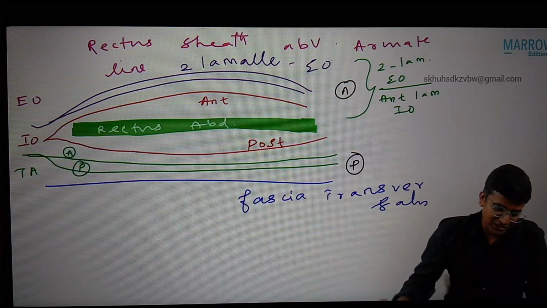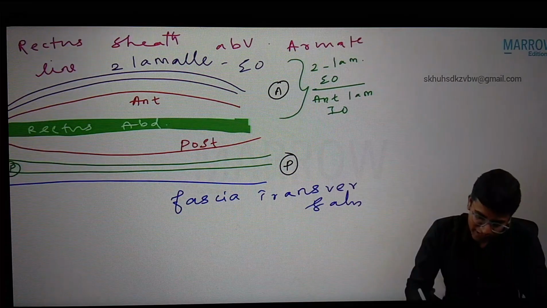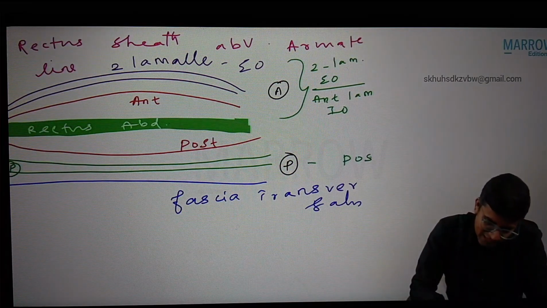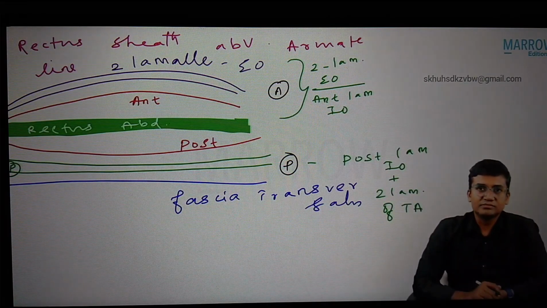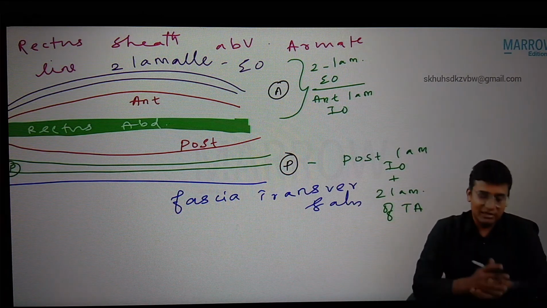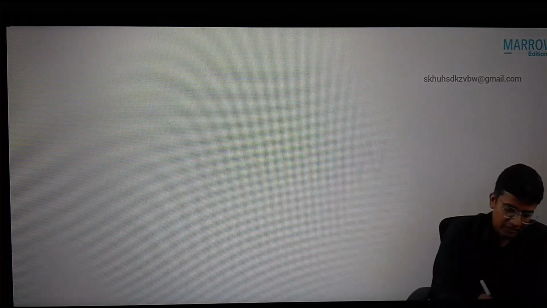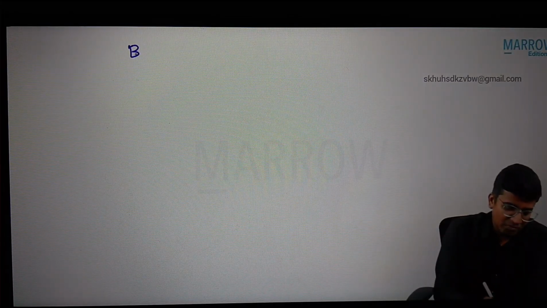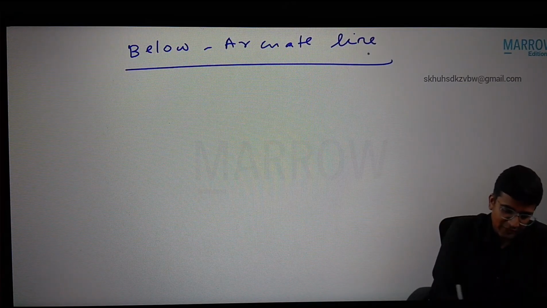The rectus sheath posteriorly above the arcuate line is formed by the posterior lamellae of internal oblique plus the two lamellae of transverse abdominis. Clear? Yes. This is about the rectus sheath formation above the arcuate line. Below the arcuate line is very simple. Now the rectus sheath formation below the arcuate line. Okay.